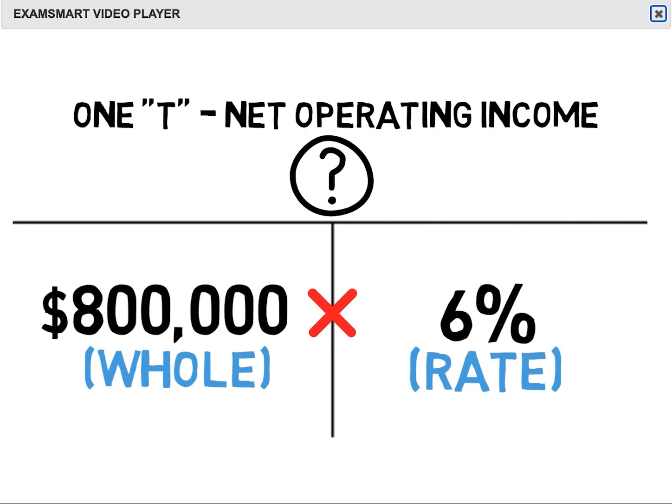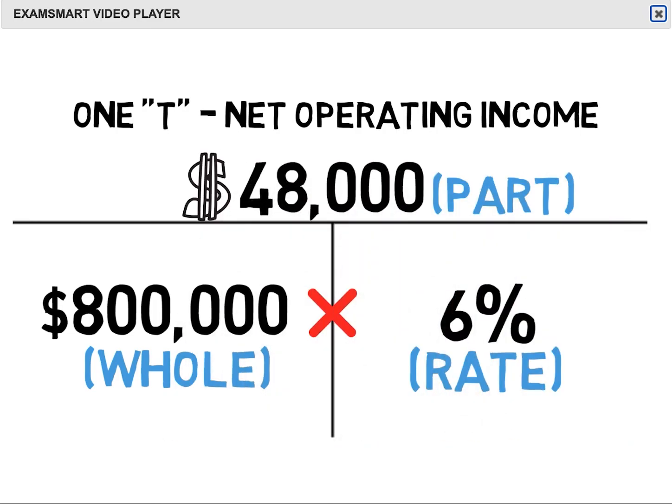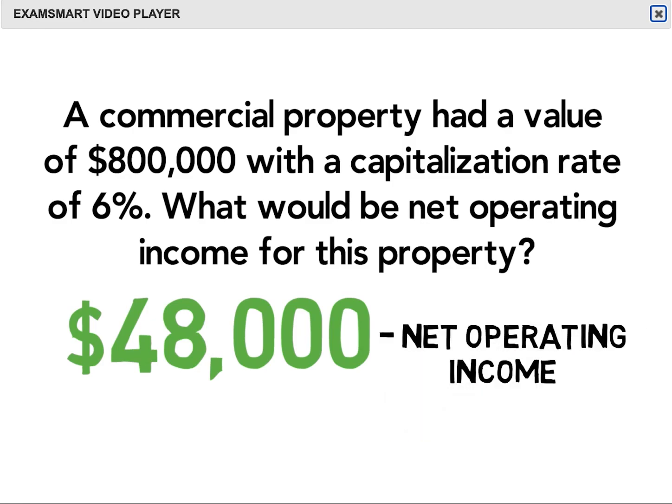So if we take $800,000 of value times our 6% capitalization rate, which is kind of like a rate of return, that gives us a part of $48,000, which goes up on top, and that's our answer. The $48,000 represents the net operating income. The value times the cap rate gives us our net operating income of $48,000.